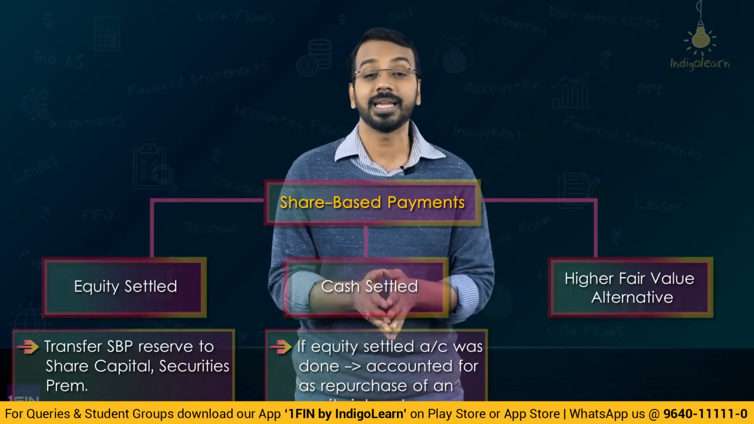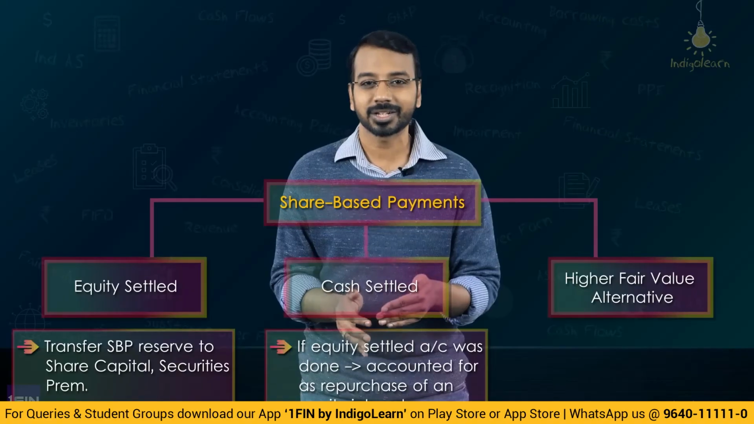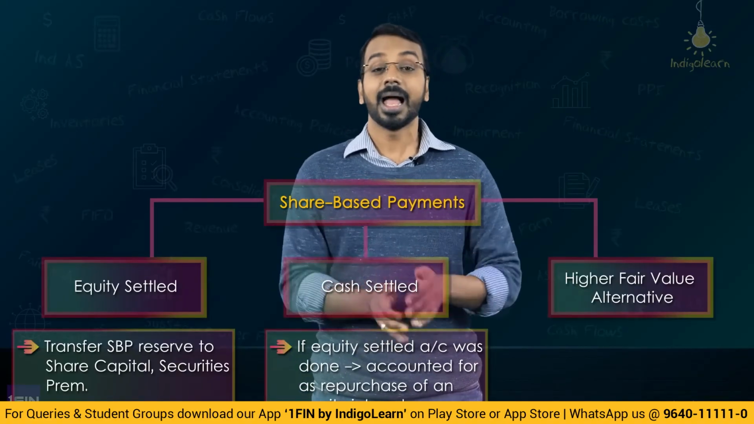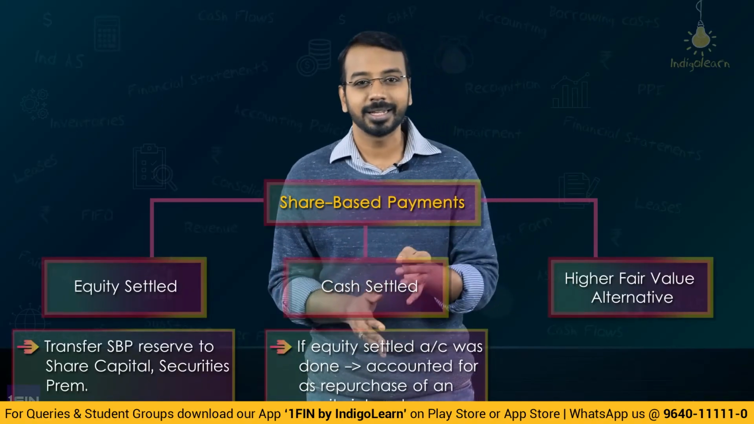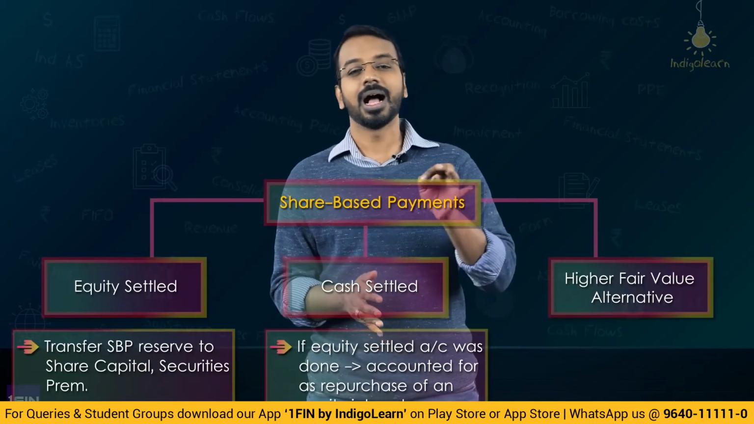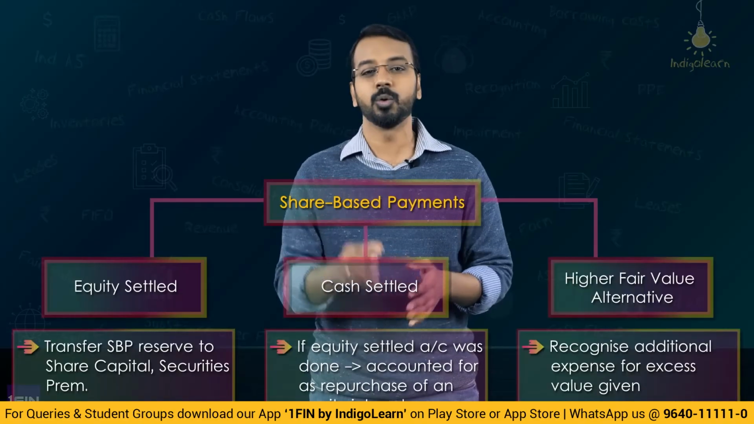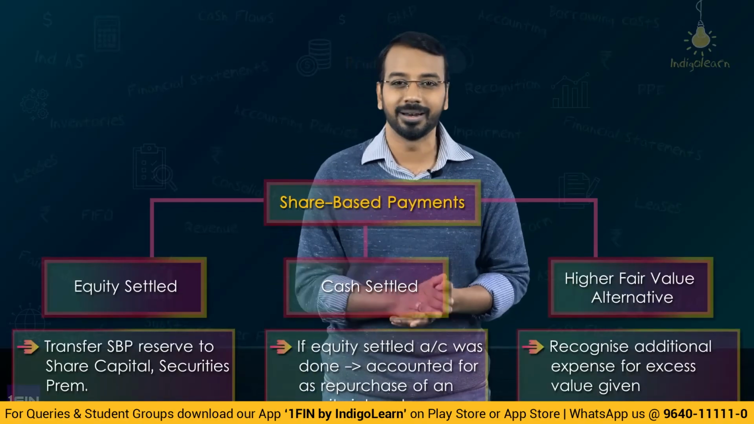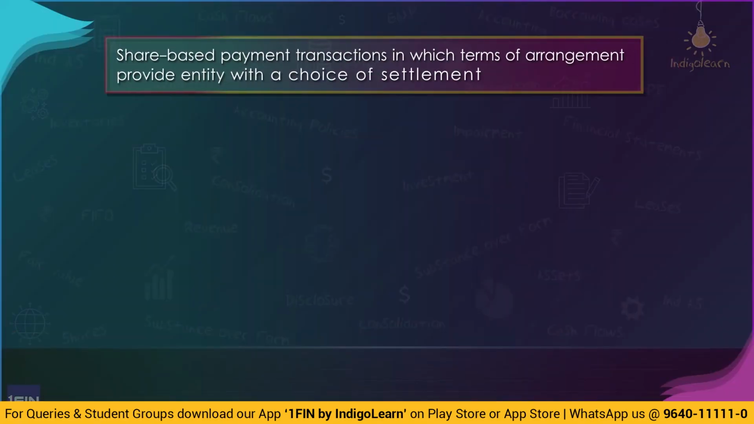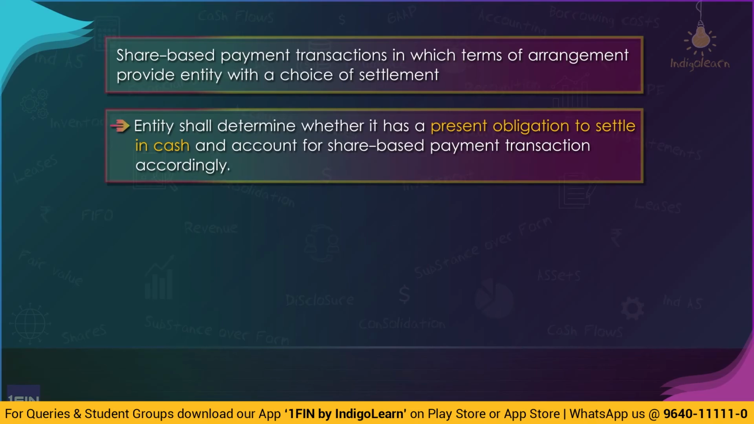So, whenever the entity has accounted for a transaction as an equity settled transaction and on the settlement date the entity chooses the alternative with a higher fair value, then the difference between those two fair values should be recognized in the P&L. So now we have understood that whenever there is a share based payment transaction in which the entity has a choice, we have to determine whether there is a present obligation to settle the transaction in cash.